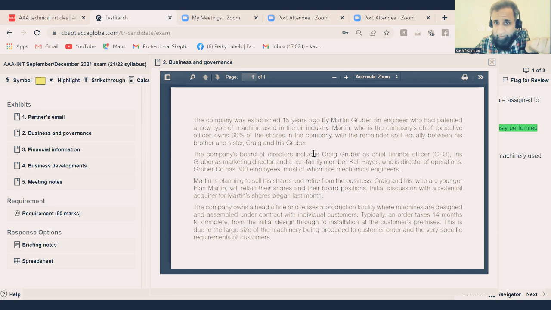The company board of directors includes Craig Grubber as chief executive officer, Iris Grubber as marketing director, and a non-family member, Kelly, who is director of operations. And the list goes on. Martin is planning to sell shares and retire from the business, and so on.